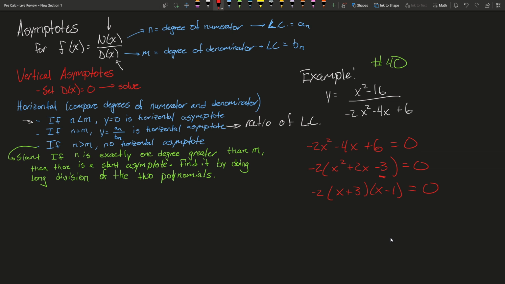So to solve for this, negative 2 can't equal 0, so we have to set x plus 3 equal to 0 and x minus 1 equal to 0. And when we do that, we get x is equal to negative 3 and x is equal to 1. So these two things are our vertical asymptotes.